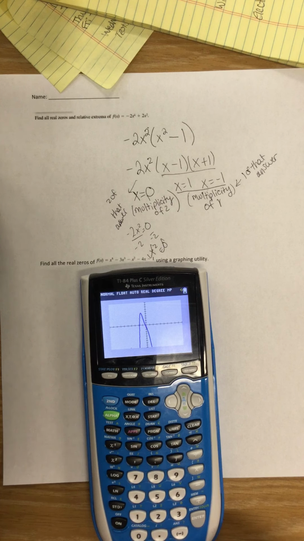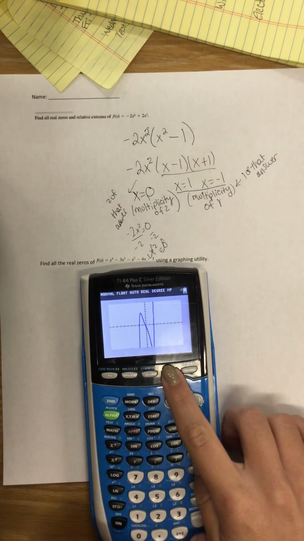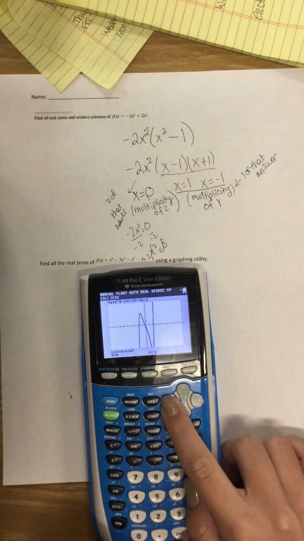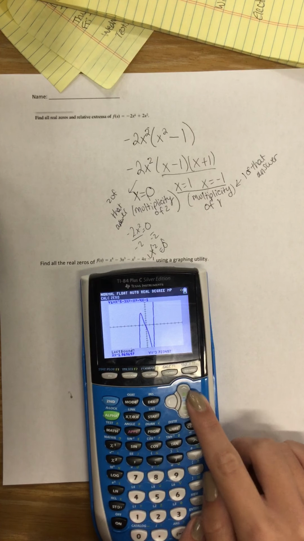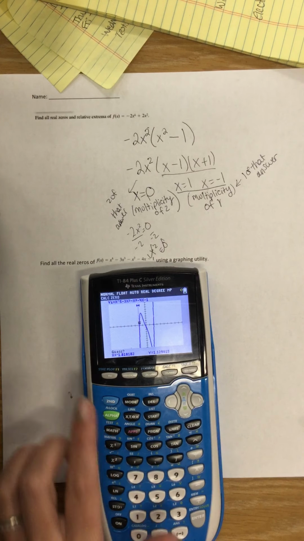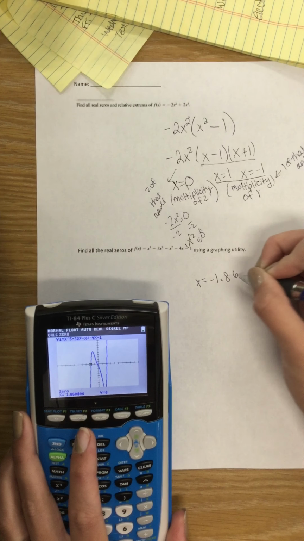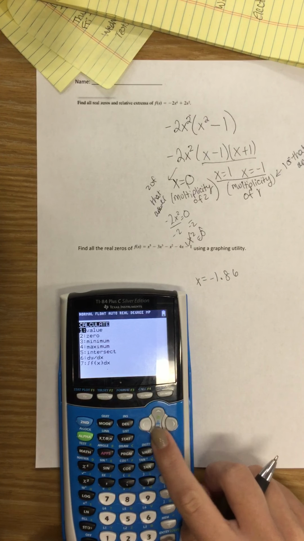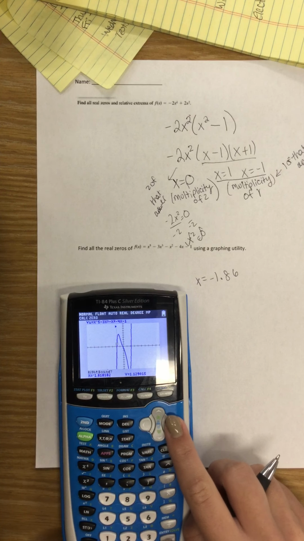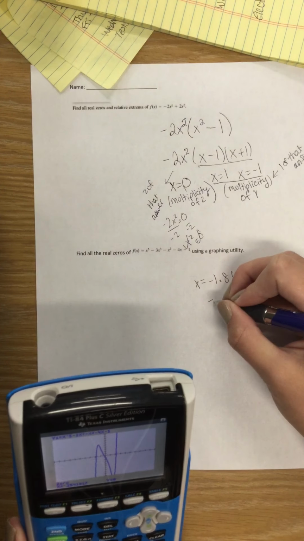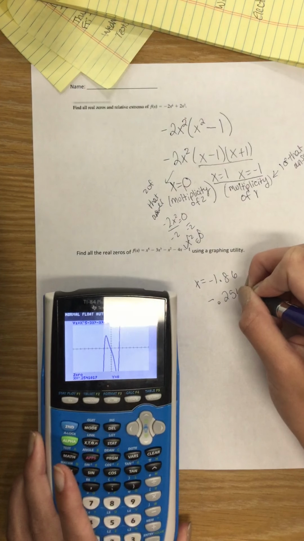There's 1, 2, 3 that we're crossing there. So let's go ahead and try that. Second, calculate, zero. Come on, calculator, you can do it. So this is helping me to calculate the zeros. I go to the left of the zero and to the right of the zero, and then it will tell me that my first zero is negative 1.86. And now I do it again. Second, calculate, zero. I'm going to go on the left, and then to the right of the zero, and it's negative 0.254.